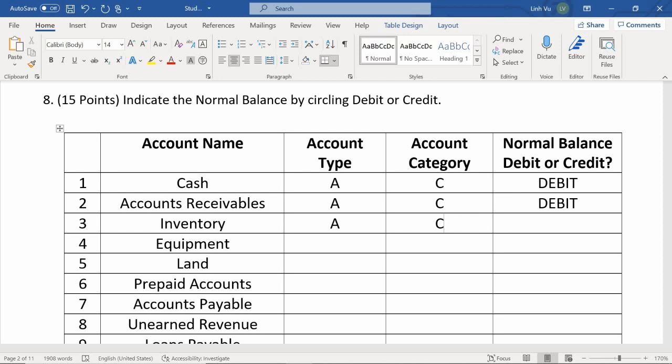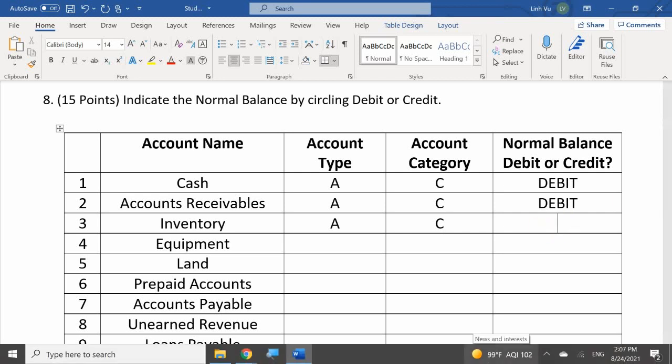Now, it is current because we can choose to sell it and turn it around in a matter of minutes, or a matter of days. We can easily convert our inventory items into cash. So it is definitely current. Now, what kind of balance would it have? Debit. What about equipment?